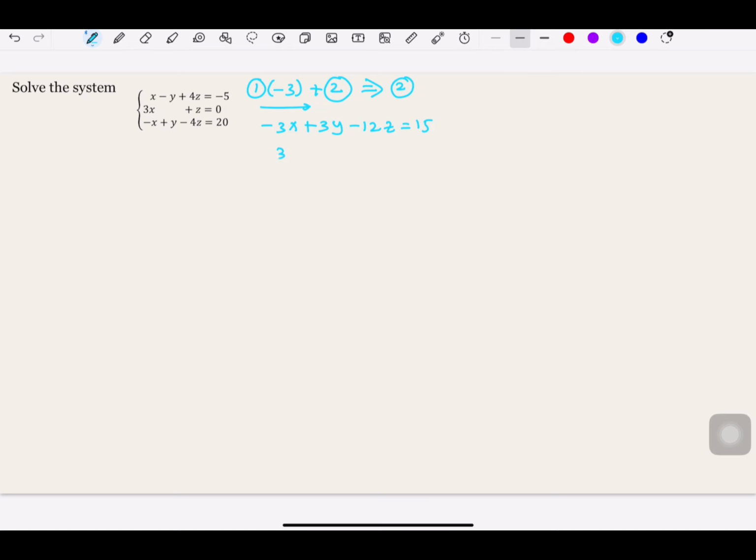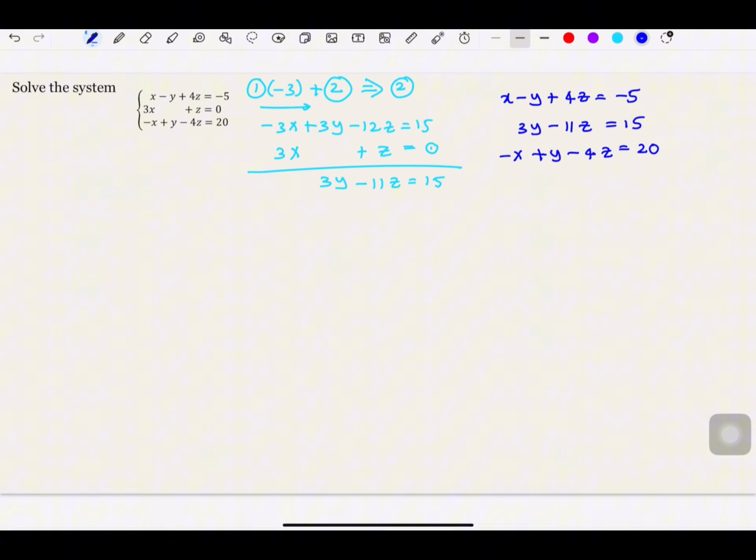So you have to add the second equation. The second equation doesn't have a y variable, but it is something like this. If you add this together, you'll get 3y minus 11z equals 15. Now you're going to replace your second equation with this new equation. So x minus y plus 4z equals -5, the second equation is going to be 3y minus 11z equals 15, and the third equation is going to stay the same because we didn't do anything to it.